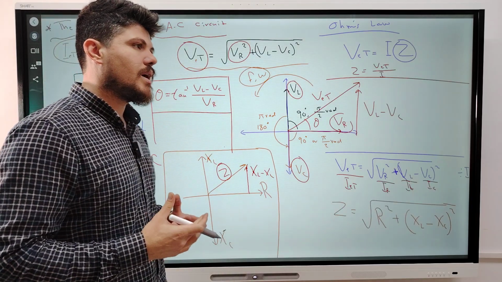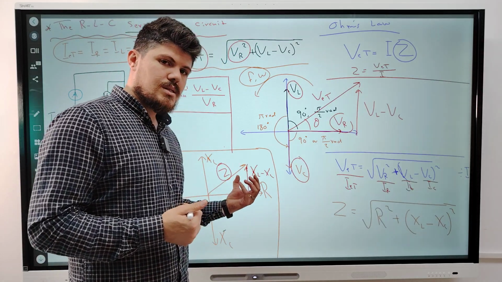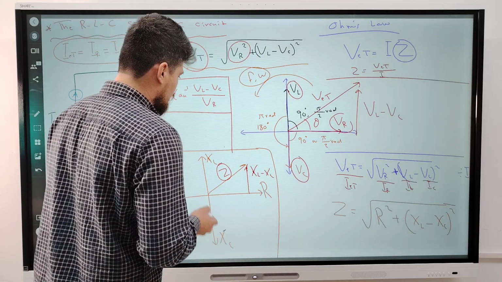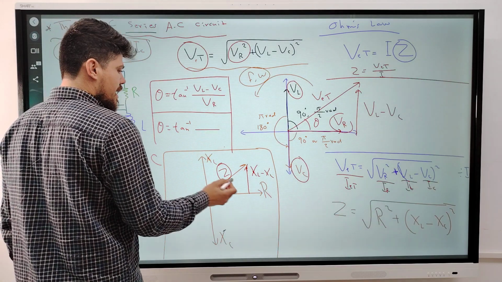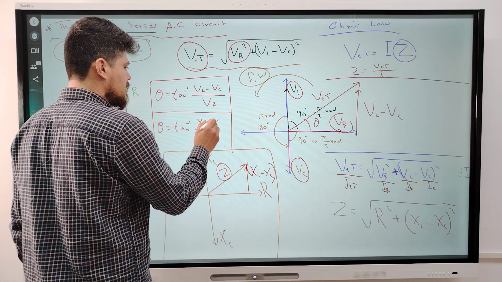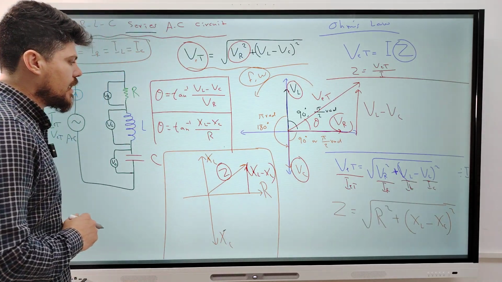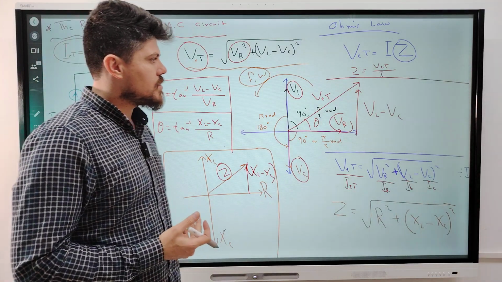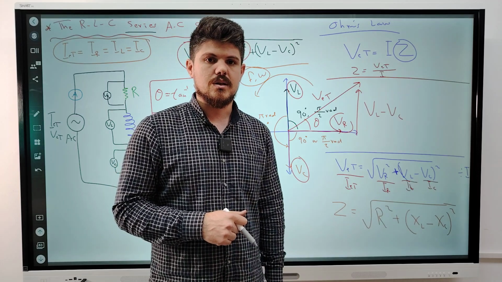And also you can find the direction or the angle between the total impedance and the resistance. Theta is equal to tan inverse. What do we have in the opposite? XL minus XC over resistance. By this way, you can solve all the questions related to the RLC in series connection.